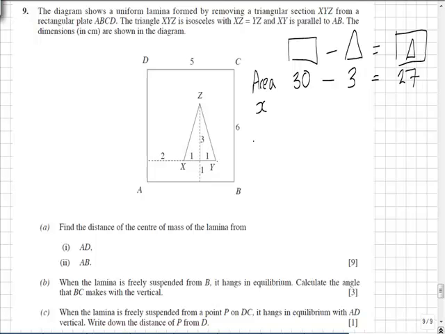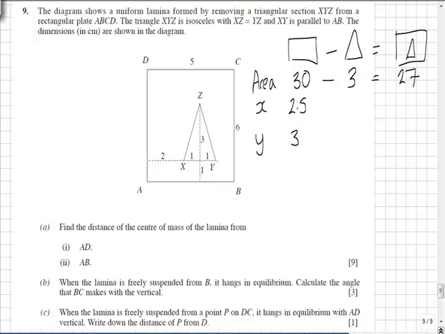Let's look at finding the centre of masses of each individual part of this lamina. So if we start with the rectangle, we can see that there's a base of 5, so the x distance would be 2.5. It has a height of 6, so halfway up would be 3.